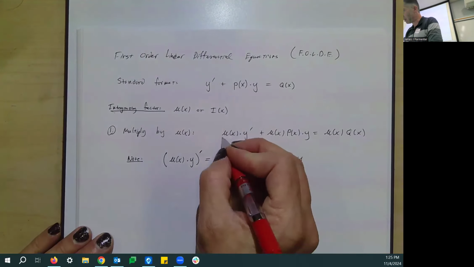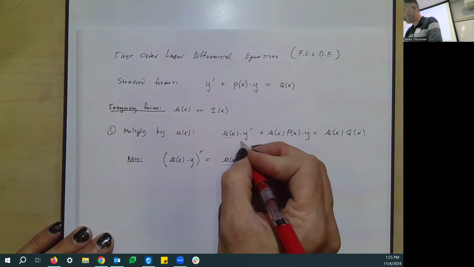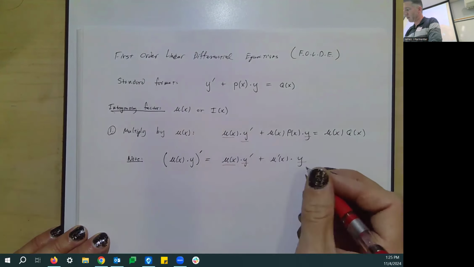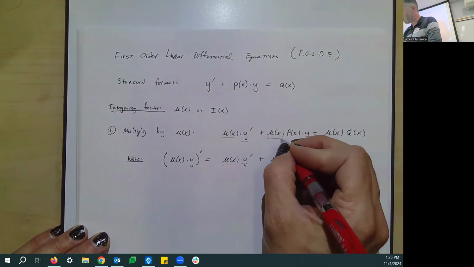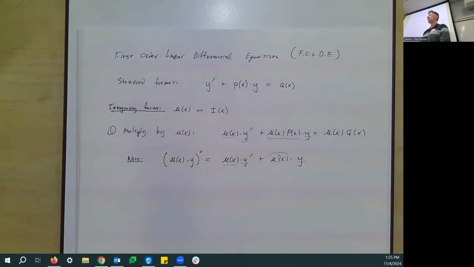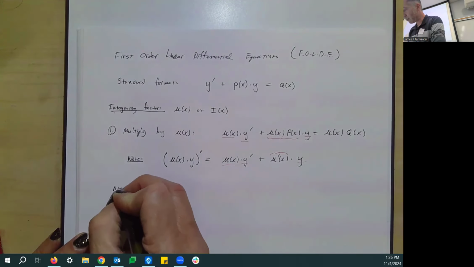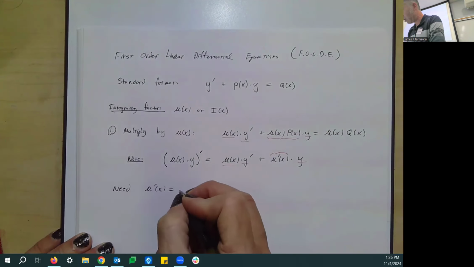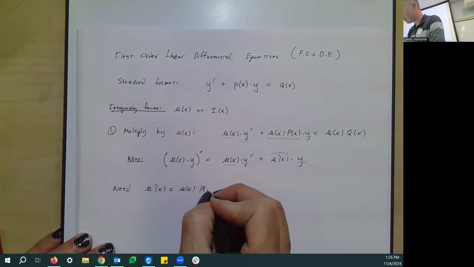And notice that that is almost exactly what our left-hand side is. We've got a mu of x here, we've got a mu of x here. We've got times y prime here, times y prime there. We've got times y there, and the only thing that we need to reconcile is that mu of x times p of x better equal mu prime of x. And that's not too hard to make happen using separation of variables. Here's what we need. We need mu prime of x to equal mu of x times p of x.